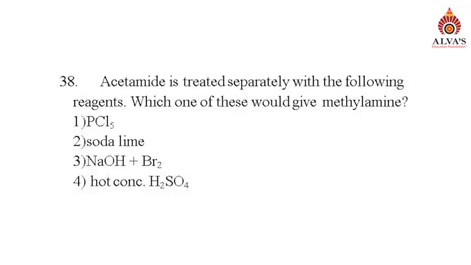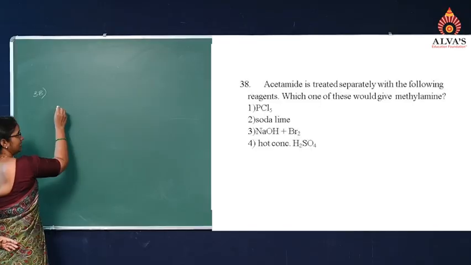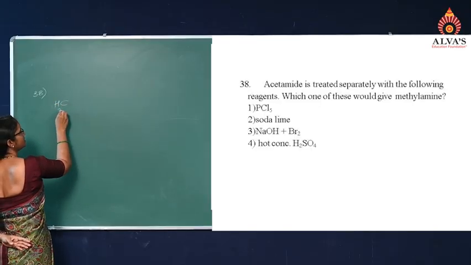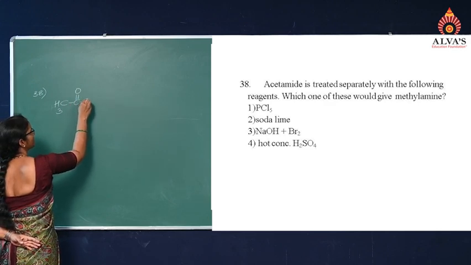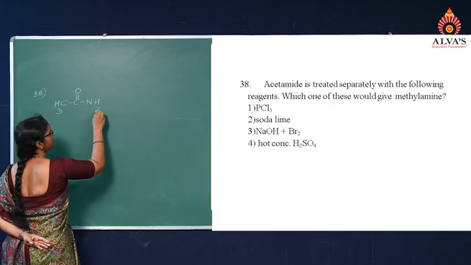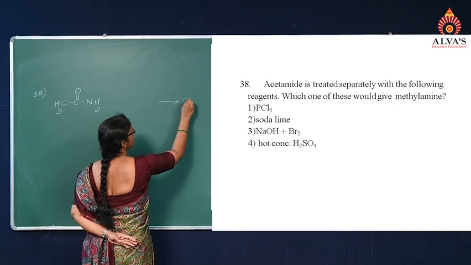Question number 38. Acetamide is treated separately with the following reagents. Which one of these would give methylamine? Now, we have to make acetamide react with 4 reagents, and the product expected is methylamine. So, let us see the reactions. The reaction is acetamide has to be converted to methanamine.